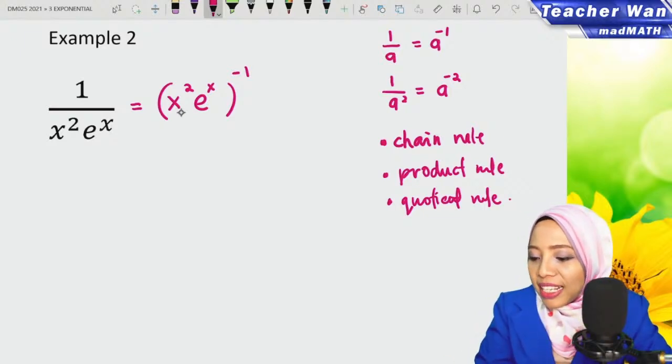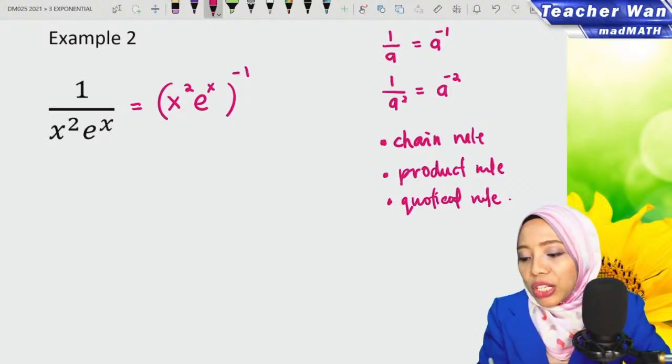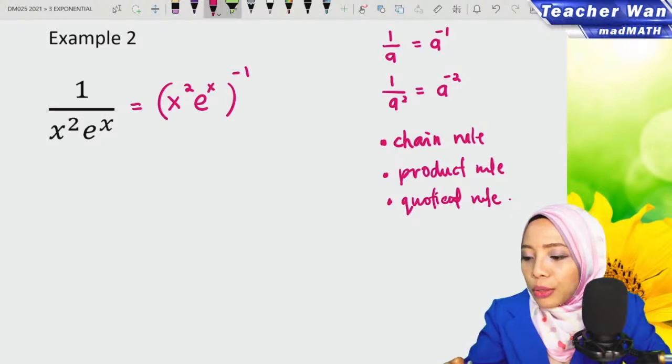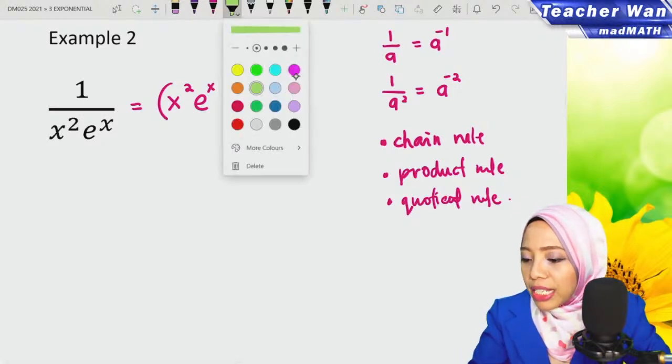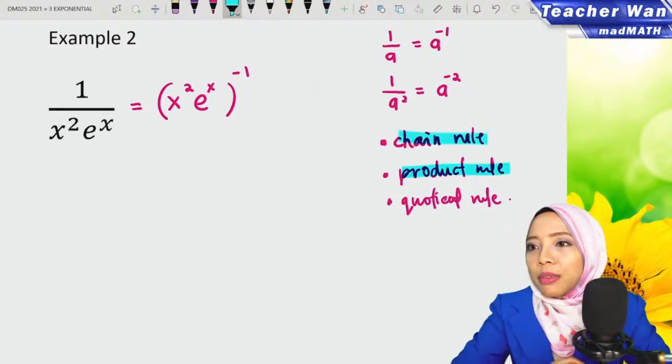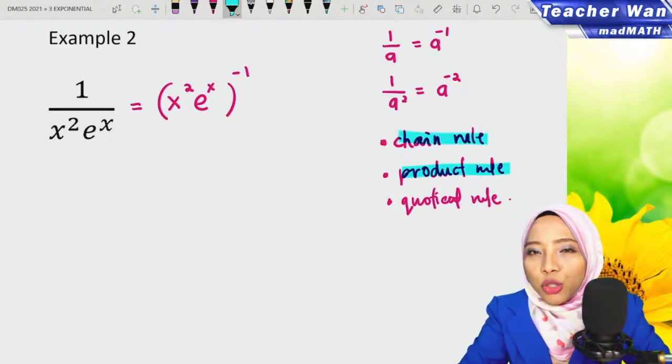Okay, since this function consists of 2 functions, we have to use the product rule. Yes, good, Sharina. But we have to use the chain rule as well. The chain rule is needed here too. Okay, because why? Because we have the power of negative 1.